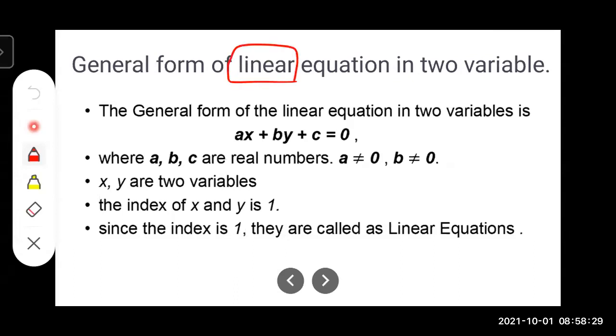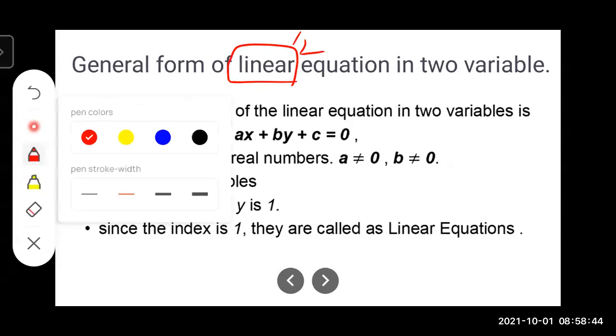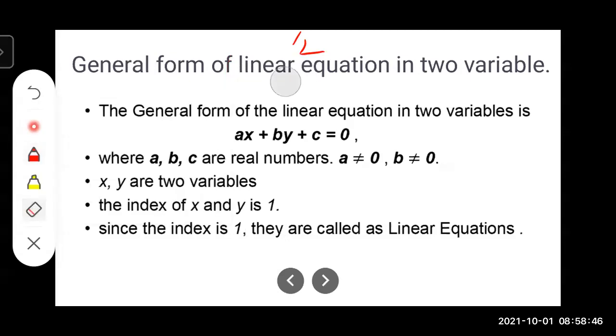Linear means what? Just now we have studied, linear means the power of the variable is 1. The power of the variable is 1, then it is called linear. And equations we have studied: when two expressions are separated by an equality sign, it is called an equation.